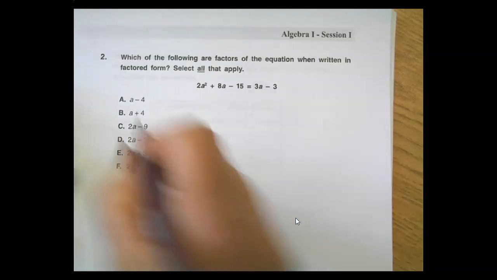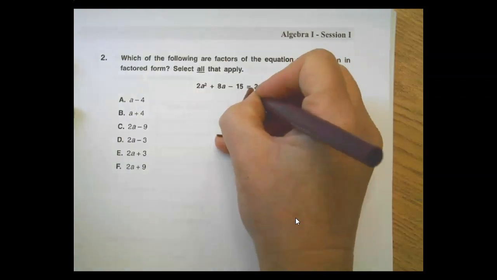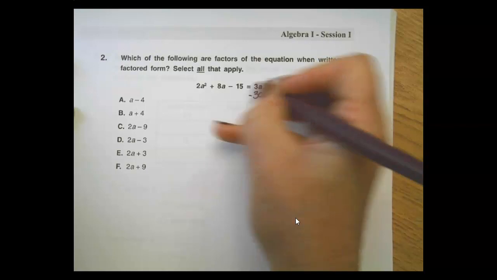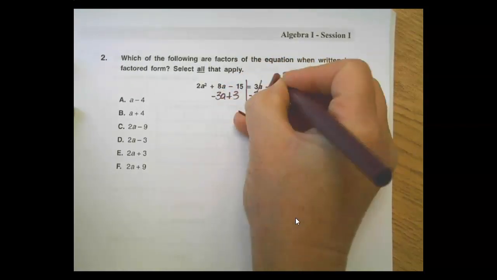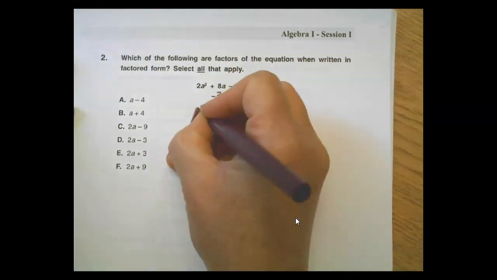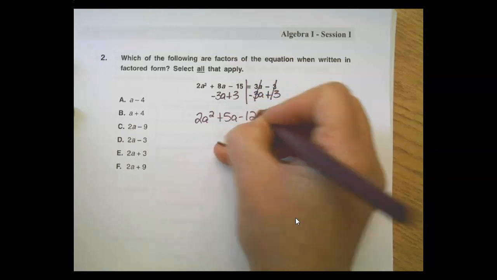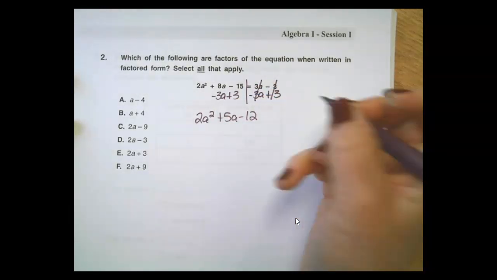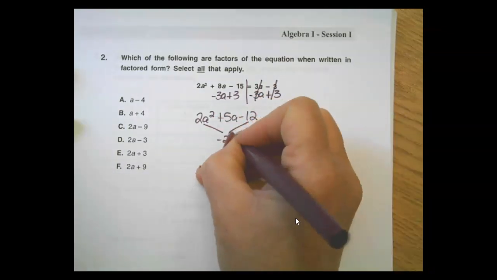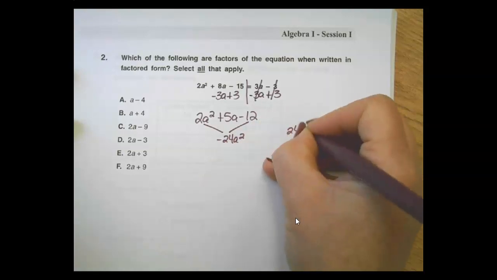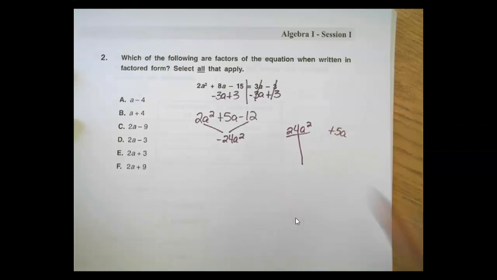Anytime you see something like this, you need to make everything on the same side of the equation. So I'm going to subtract 3a, because that's my like term, and add 3. So he's gone here. I'm left with 2a squared plus 5a and a negative 12. Now, punching this into Desmos is not going to work because we're looking for these factors. So I need to multiply these two together and then find the factors of this, which when added together are going to give me a positive 5a.